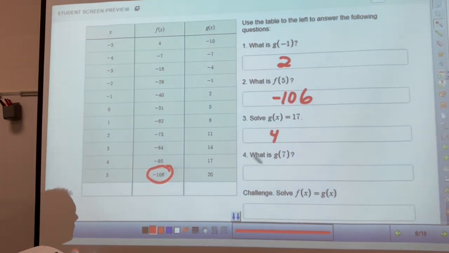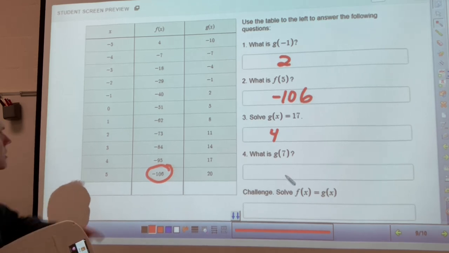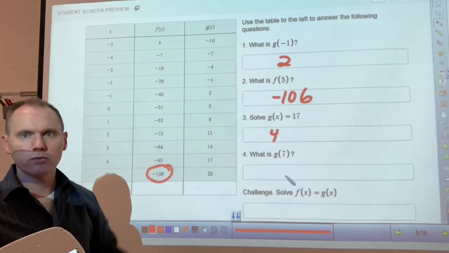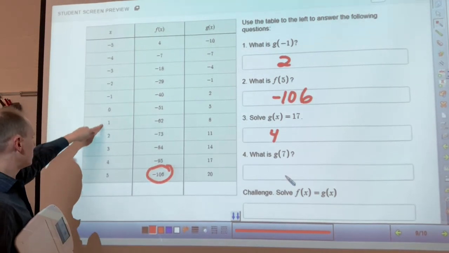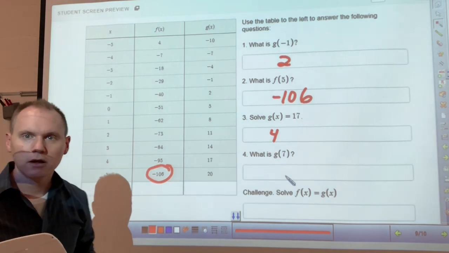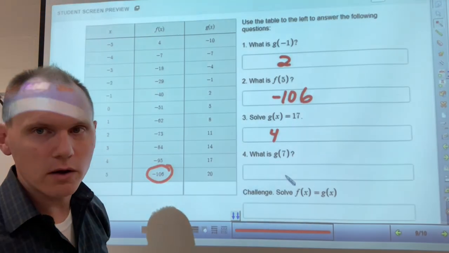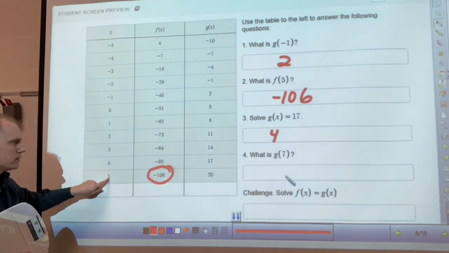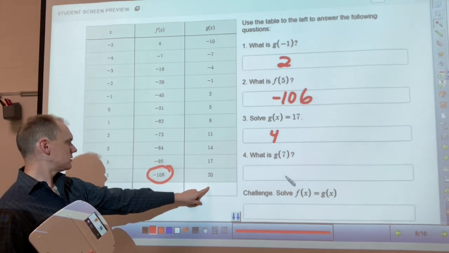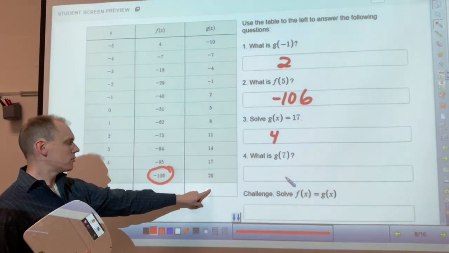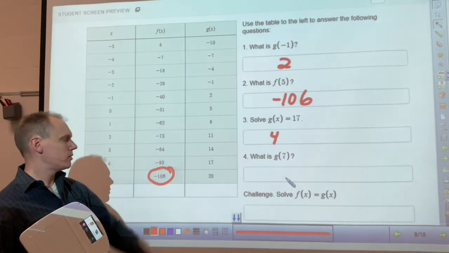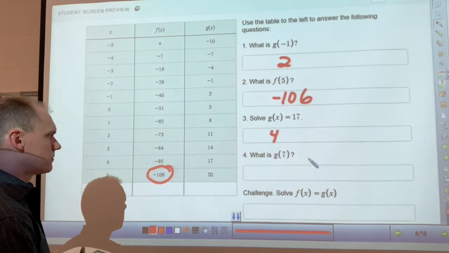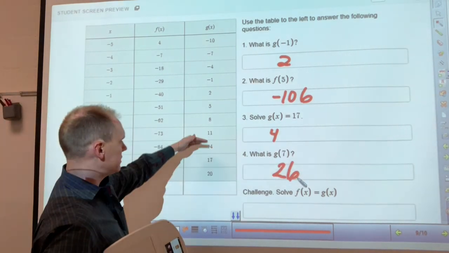All right, number 4 here. What is g of 7? That's an input of 7, right? What is our output when the input's 7? Well, where is the input of 7? Oh, it's not on here. But we know it's a linear function and the pattern that's going on here. So 20 is at 5. What do you think would happen at 6? It'd be 23, right? Go one more, what would happen at 7? That would be 26, because we're adding 3 each time as we go.